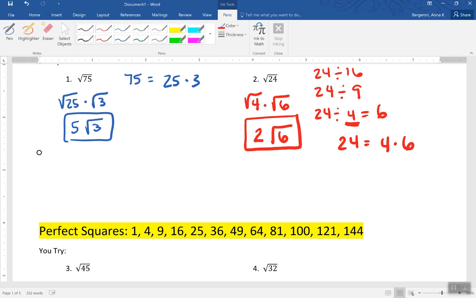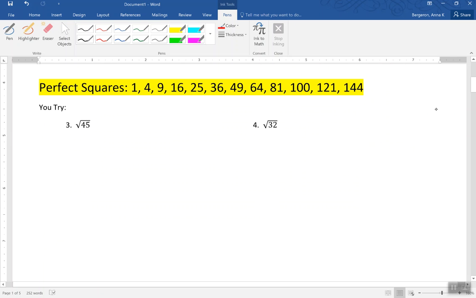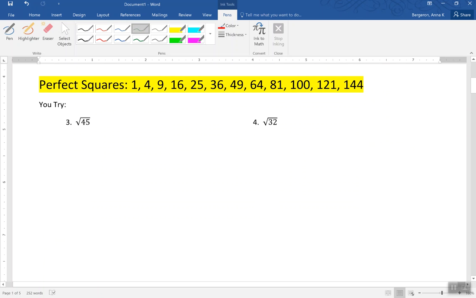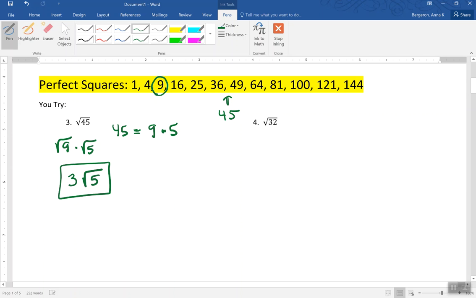So hopefully you paused the video and tried number 3 and 4, but let's go over them together just in case we got stuck. Remember, the goal is to find the largest perfect square that goes into 45. If I found it on my list, that would be here. The largest perfect square that gave me a whole number would be 9, because 45 is 9 times 5. So then I can rewrite the square root of 45 as the square root of 9 times the square root of 5. Since the square root of 5 is not on my list, that's going to stay the square root of 5. And then I know the square root of 9 is 3. So then that would give me my simplified answer.